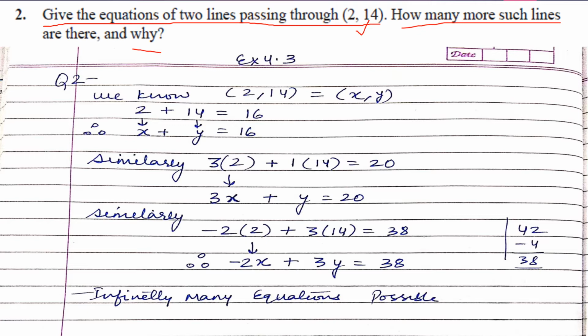So let's see. First of all, we know this point can be seen as x comma y, because I have told you, in any xy plane, if you have a point, its coordinates are actually x comma y only. So x is actually 2 and y is actually 14. Now we want to write an equation. For that, just understand a simple thing.